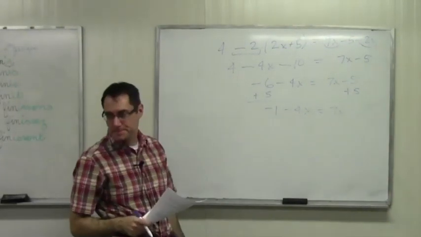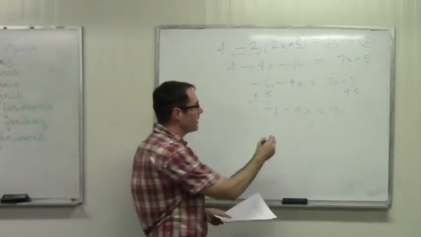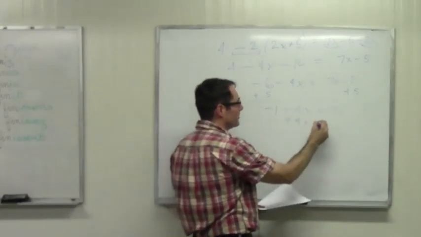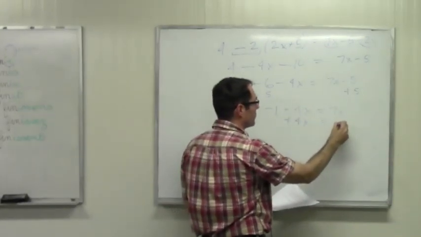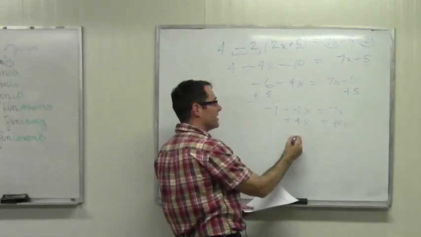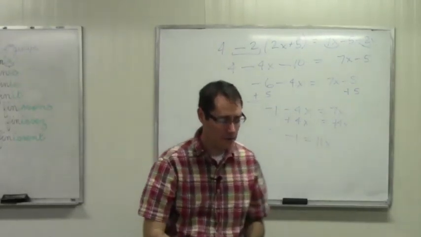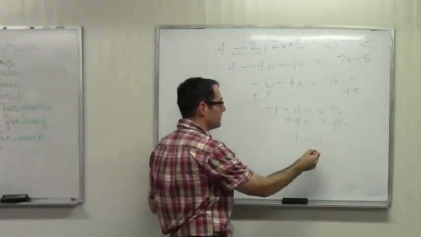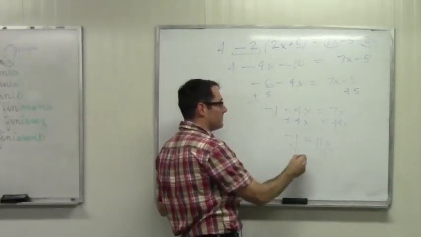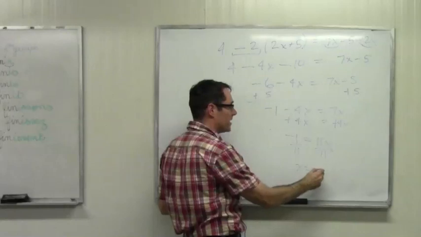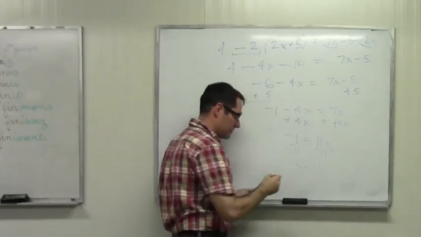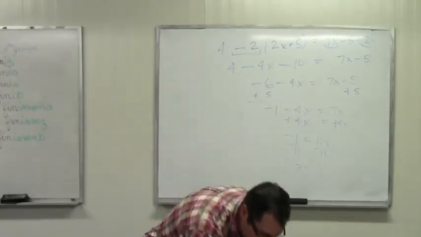Now what? Add 4x to both sides? Sure. Plus 4x. That gives us negative 1 equals 11x. And then what do we do? Divide by 11. And we get x equals negative 1/11. Good.